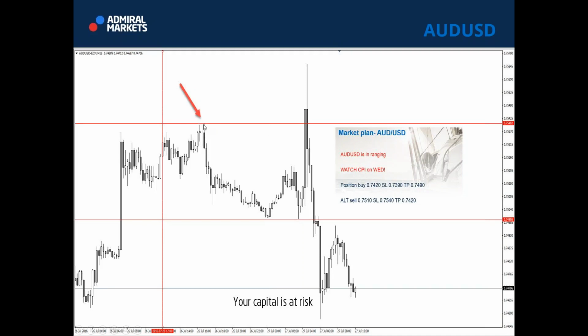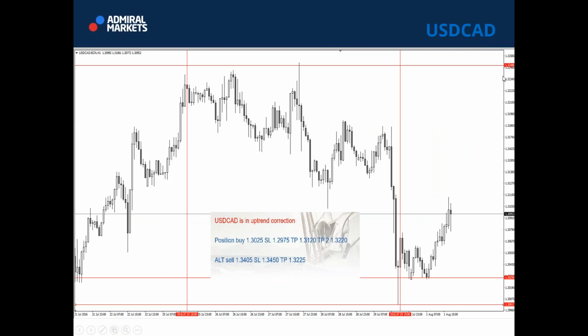You see it hit, but well, if you added, as I said, you should have been stopped out and you could have made even more pips, guys. So Australian dollar won another good trade, and dollar CAD was the last trade for the previous week. Unfortunately here you can see, well, it was in uptrend correction.